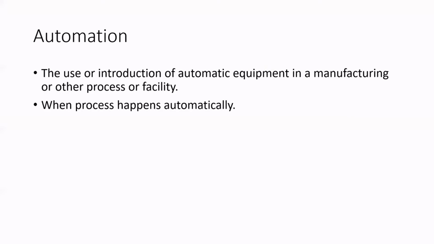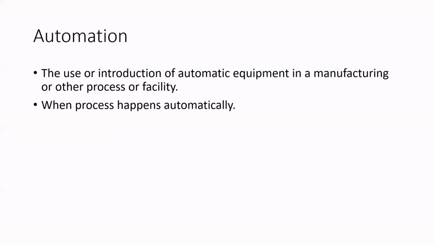Let's move to another term, that is automation. The use or introduction of automatic equipment in a manufacturing or other process or facility is nothing but automation. When a process happens automatically, it is called automation. Whenever some action or task happens automatically, without human intervention, that's called automation.